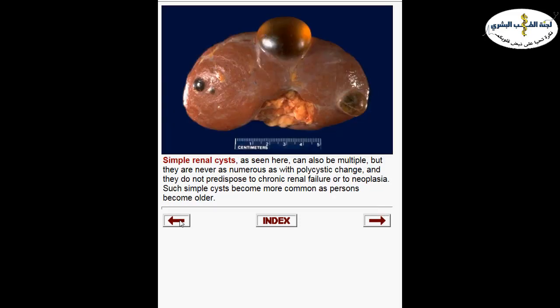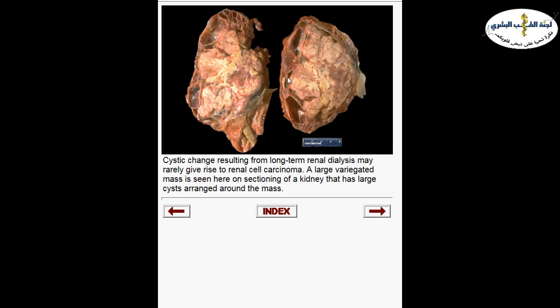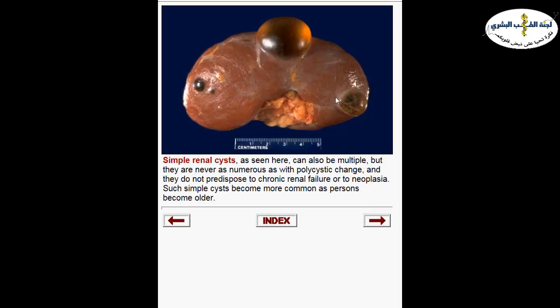Now, in addition, it's not easy to perform surgeries, especially if the patient is diabetic, hypertensive, and elderly. So sometimes you have to look at the full picture of the patient, whether he can tolerate a surgery or not. Okay, so in addition, it's not uncommon to find just simple renal cysts.